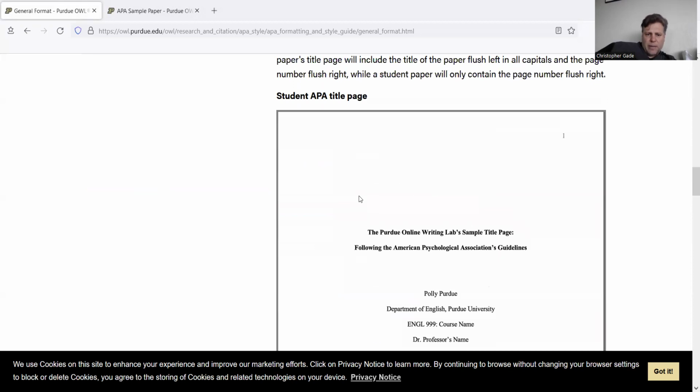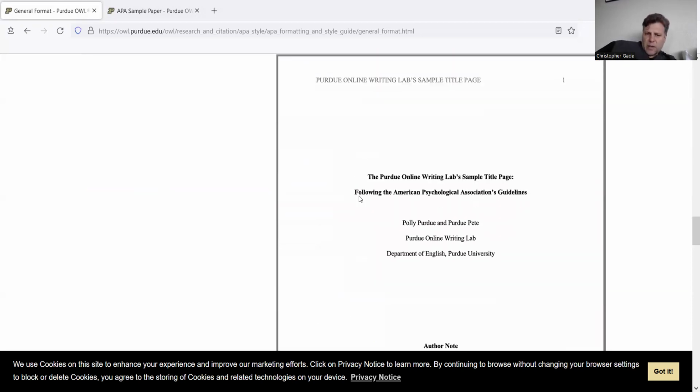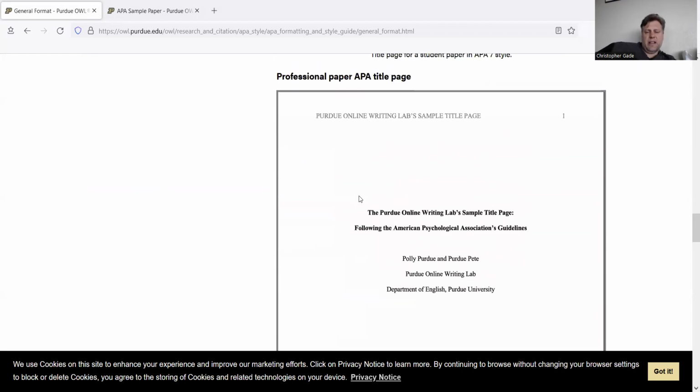This is for your typical papers. This is for your research-based papers, and this is going to be the one that we're using in this particular assignment, and you'll be using for that senior thesis as well.